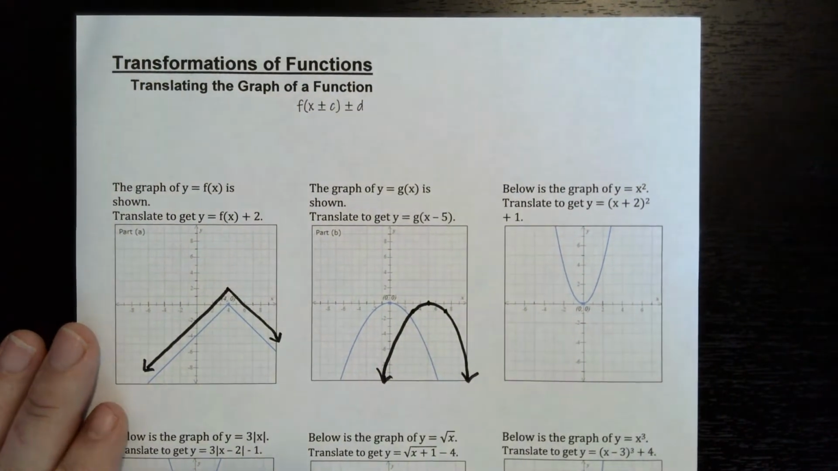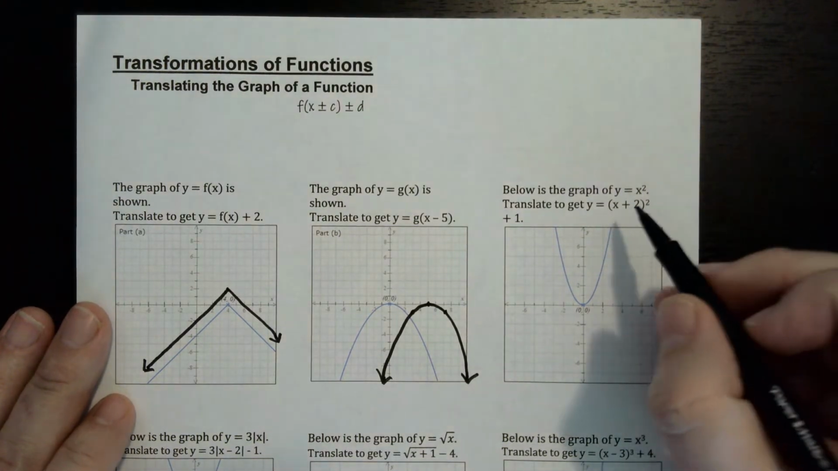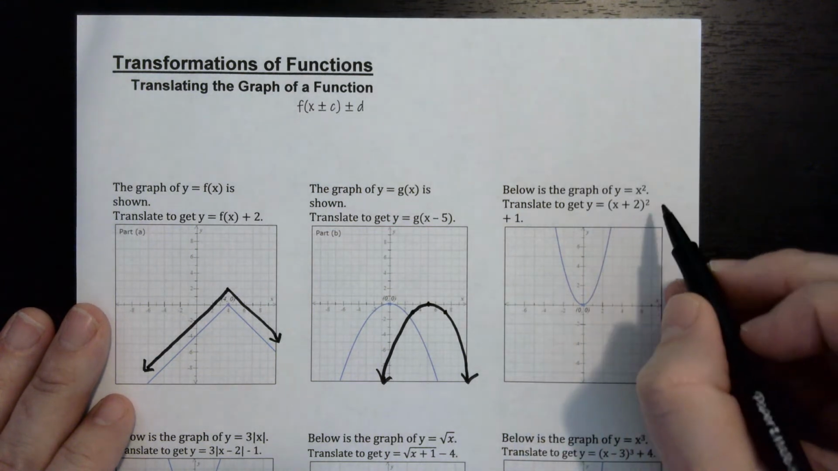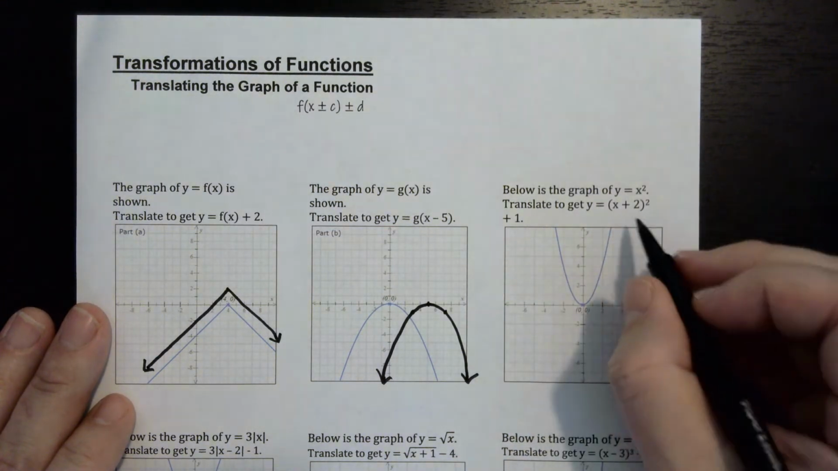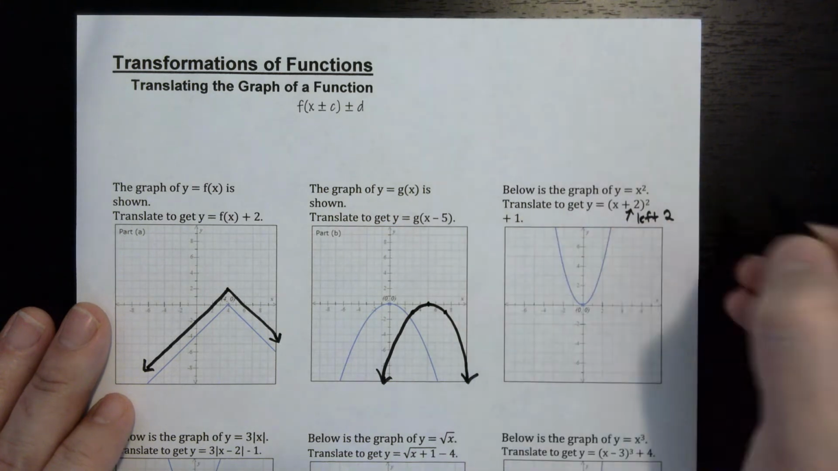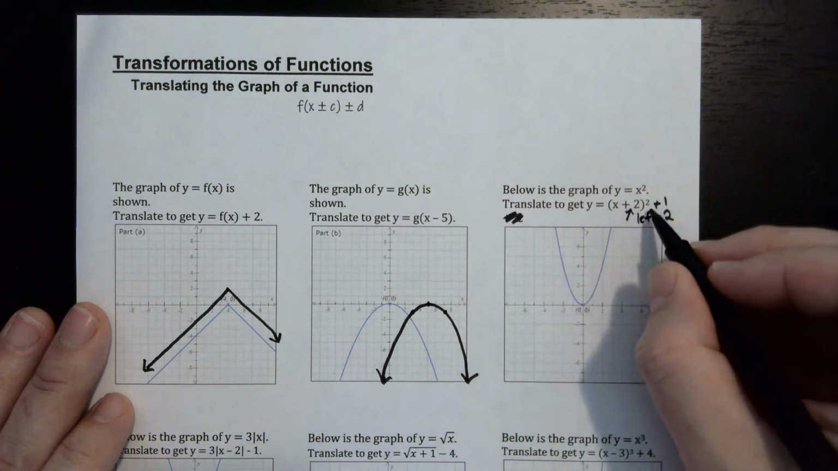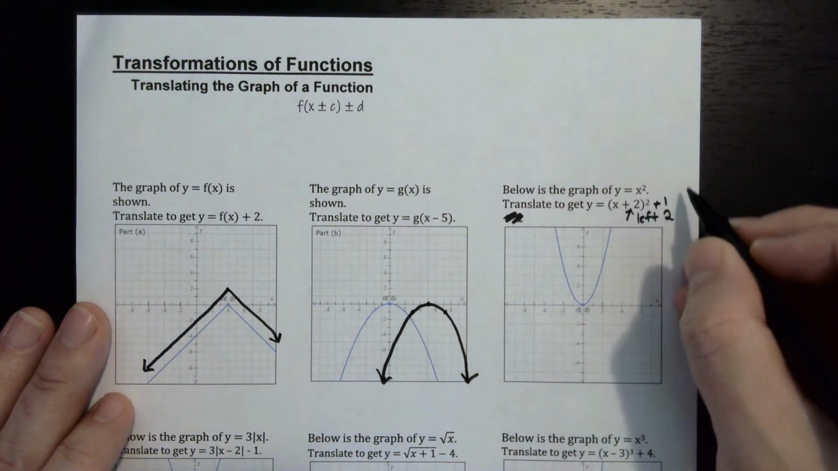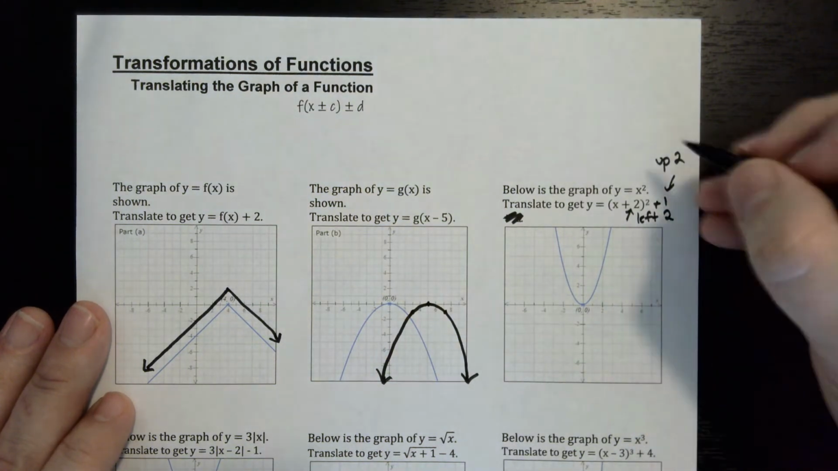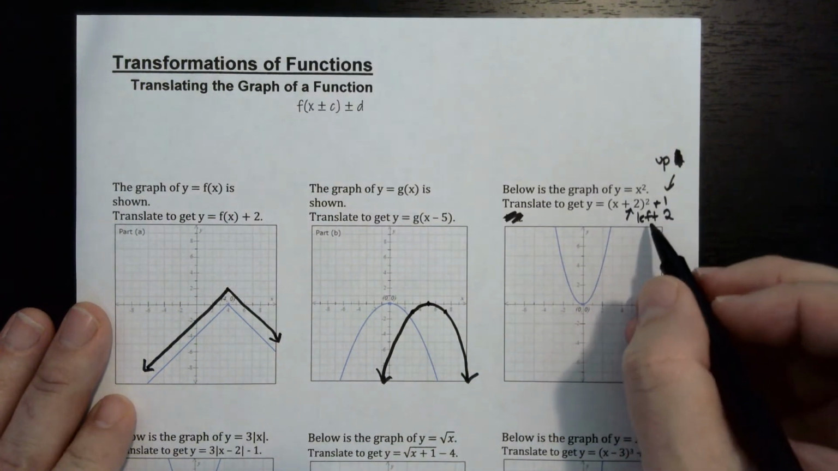Okay, next one. Looks like we've got two different translations on this one. y is equal to x squared becomes y is equal to x plus 2 squared plus 1. So this makes it move left 2, and this plus 1, I wish it would have been up here like this. Let's just write it that way: x plus 2 squared plus 1. The plus 1 makes you go up 1. So we want to go left 2 and up 1.